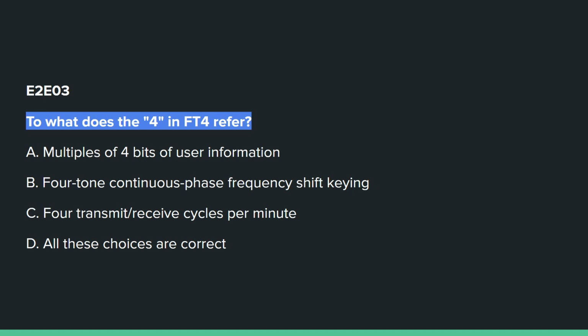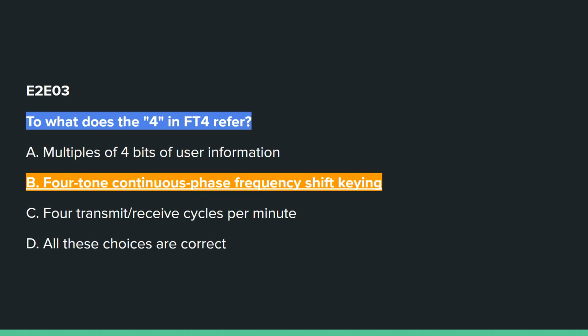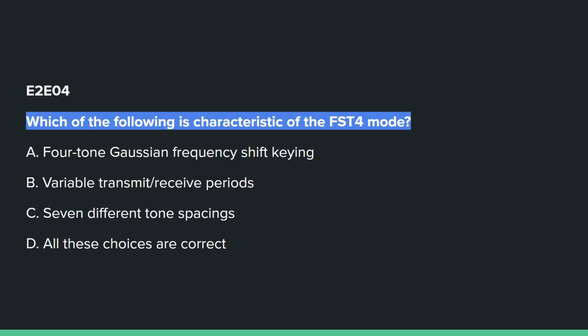E2E03, what does the 4 in FT4 refer to? B, 4-tone continuous phase frequency shift keying. E2E04, which of the following is characteristic of the FST4 mode? And this is all of the choices are correct, so D. So the answers are A, 4-tone Gaussian frequency shift keying, B, variable transmit receive periods, and C, 7 different tone spacings.